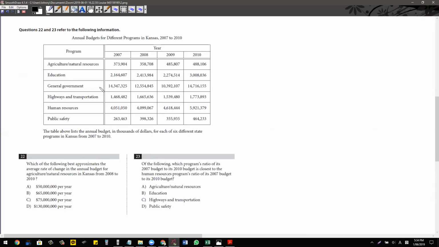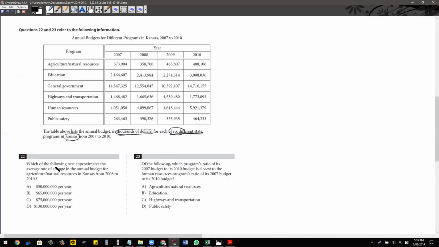So you have an annual budget for different programs in Kansas, 2007 to 2010. These are different programs by year. These are money spent on these different programs in different years. The table above lists the annual budget in thousands of dollars. That means you need to put how many zeros after this? 3 more zeros, that's right. 6 different state programs in Kansas. So there's only one state, and there are 6 different state programs.